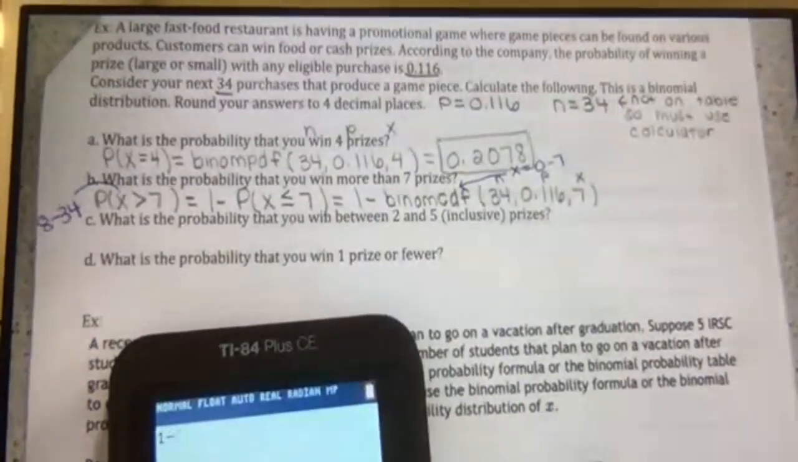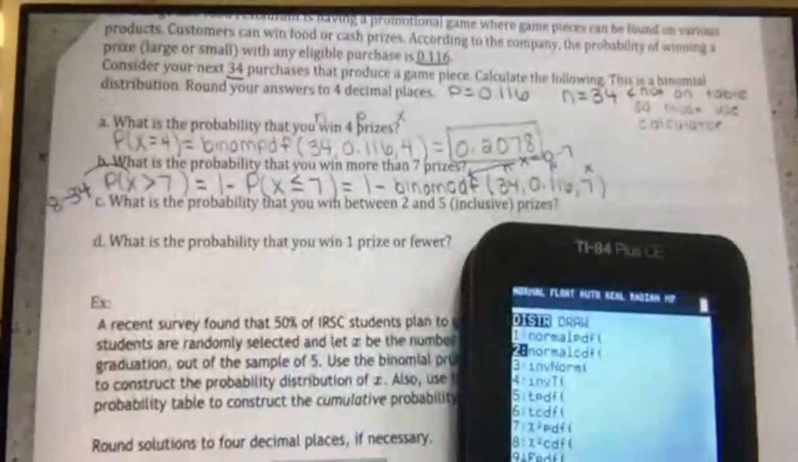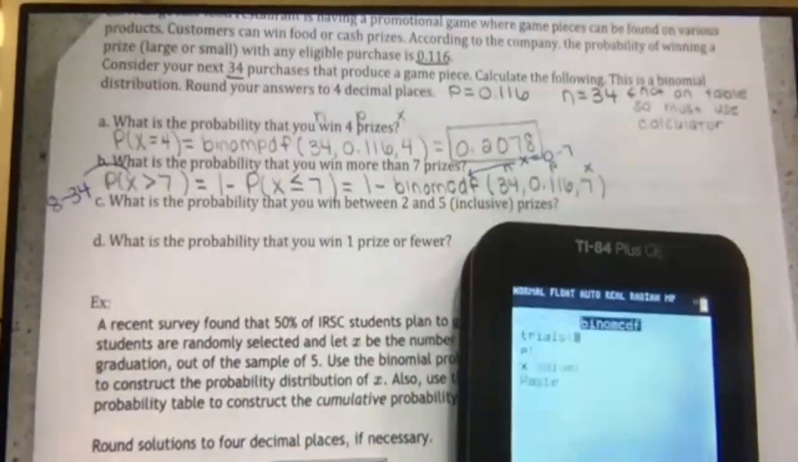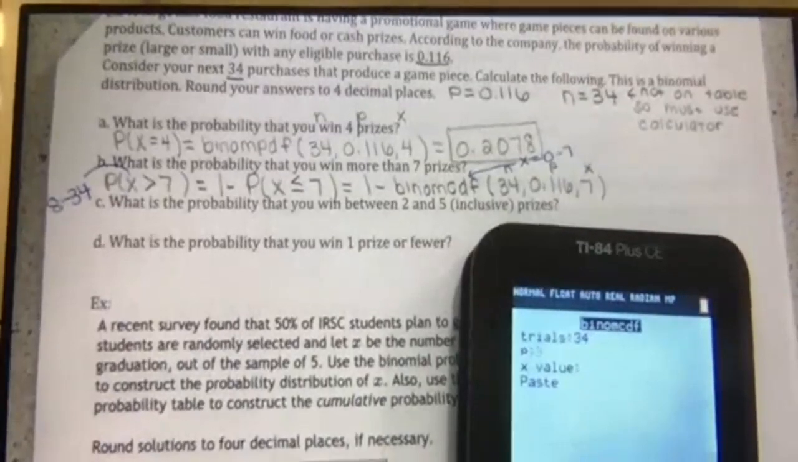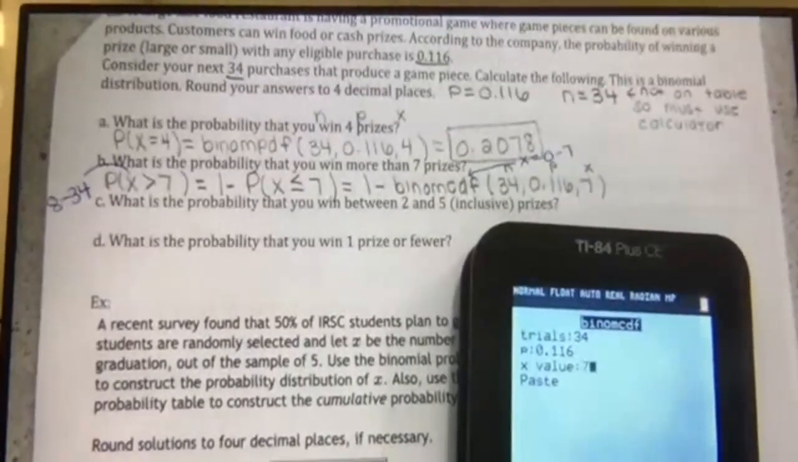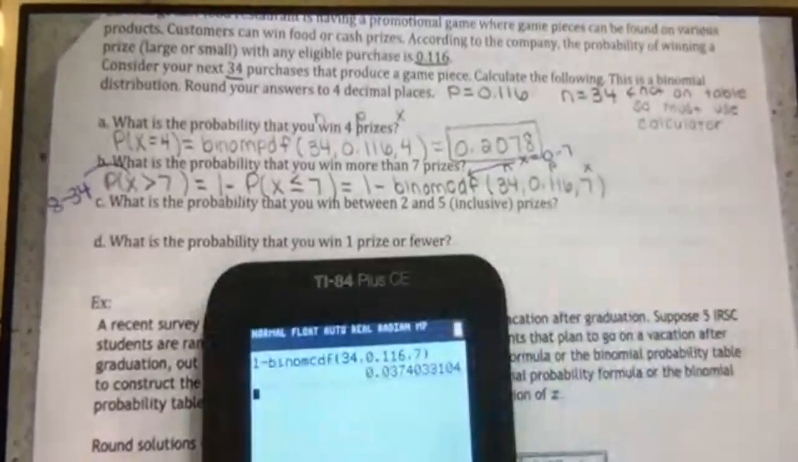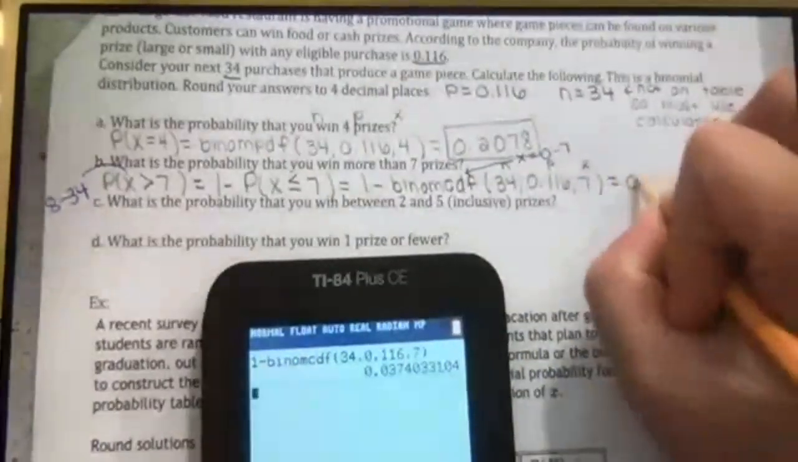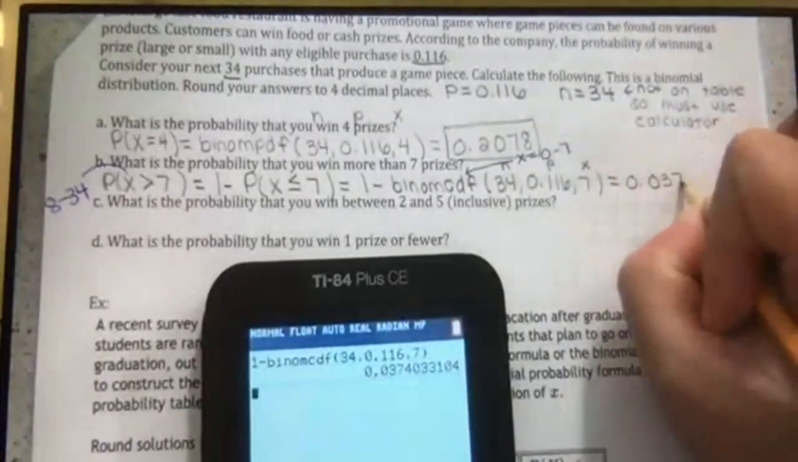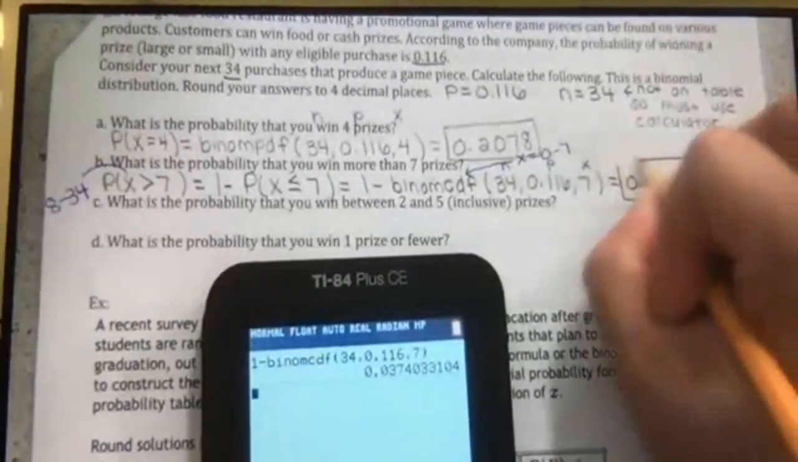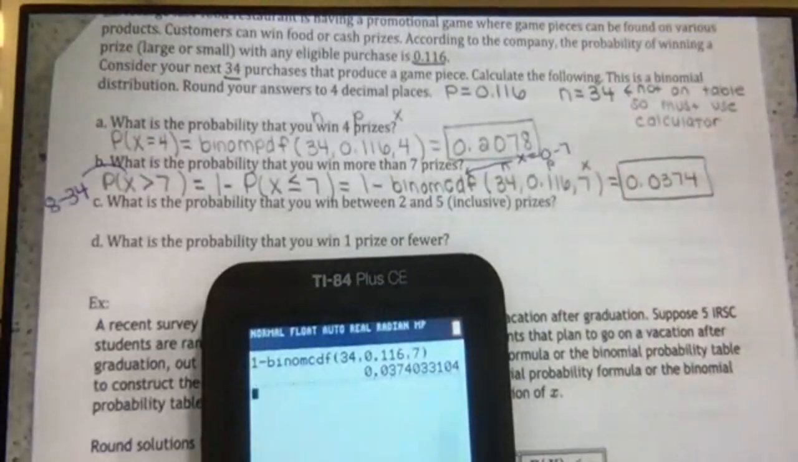So in my calculator, 1 minus second bars going down to binom CDF, 34 trials, p is 0.116, and our x value is 7. Boom, there's our answer. 0.0374. Way better. You could still do it the long way if you want to, 8 plus 9 plus 10 plus 11 all the way to 34 with the binom PDFs. But this just saves you a lot of time.